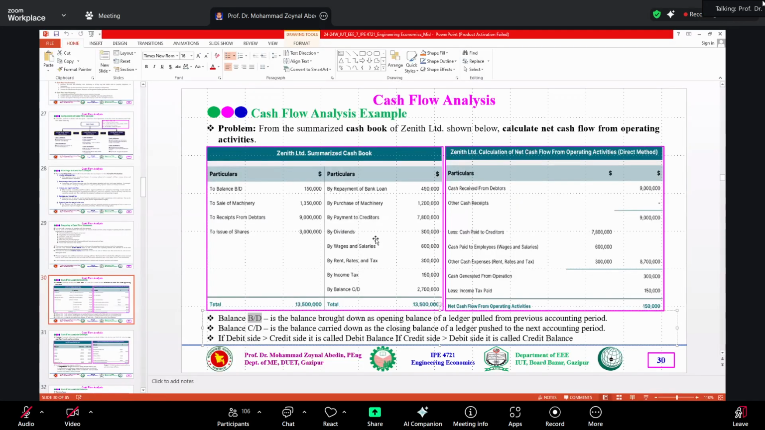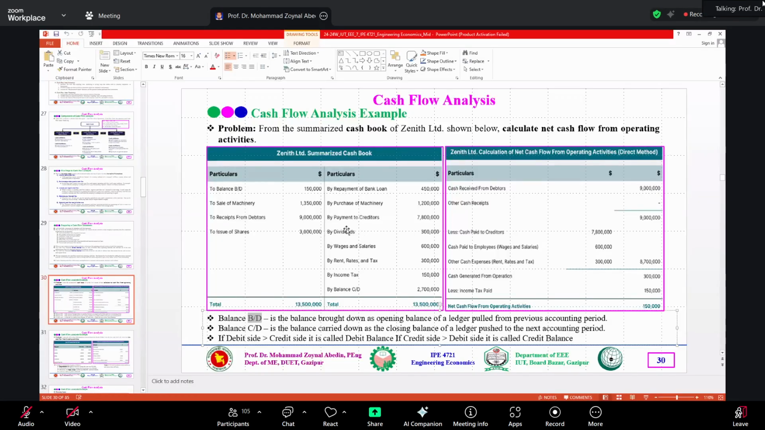What about the cash outflow? Please look at the table on the right side. By repayment of bank loan: if you pay the bank loan, the money goes out from your pocket. That's why this is the debit value, 450,000 US dollars. By purchase of machinery, if you purchase machinery, then you have to pay this money. This is the debit. By payment to the creditors, if you pay this money to the creditor, then this money also goes out from your pocket, a debit value.